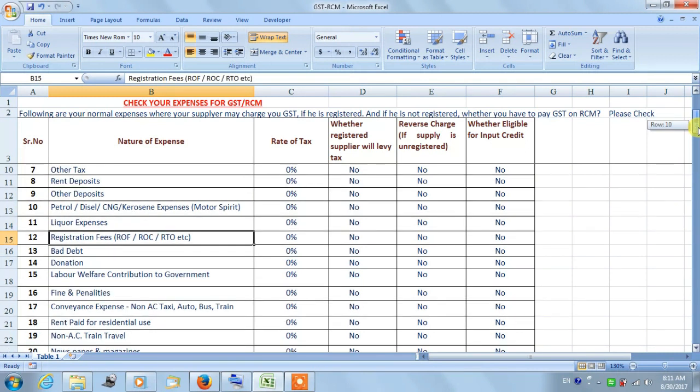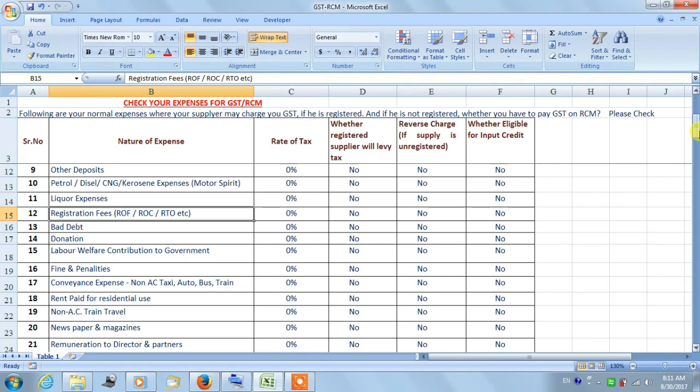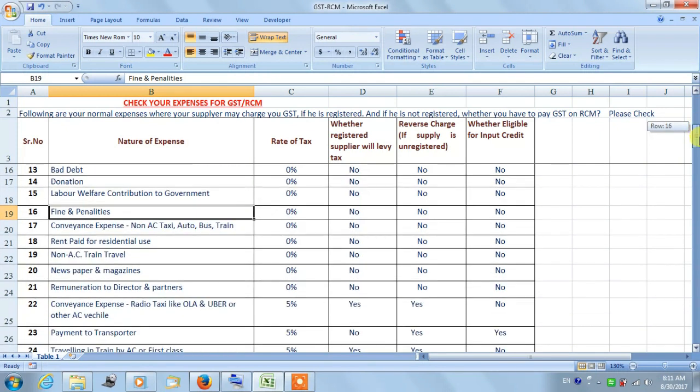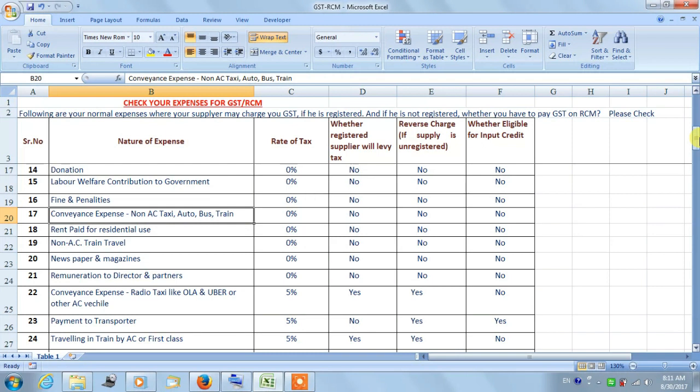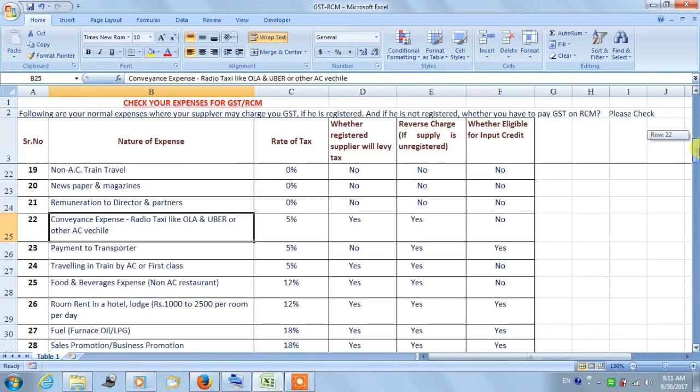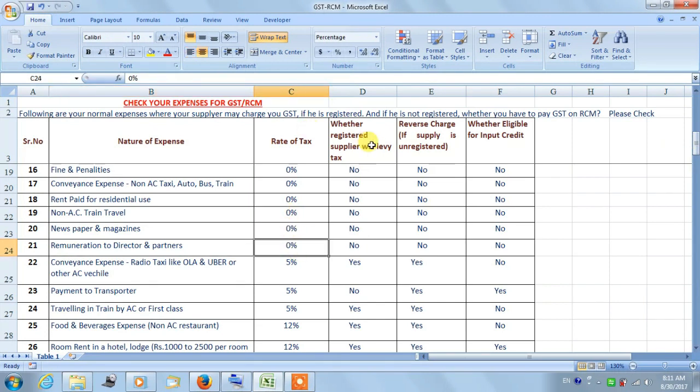registration fee of RTO or ROC filing or any other registration fee, bad debt, donation, labor welfare contribution to government, fine and penalty, convenience expenses, that is non-AC taxi or auto, bus, train, rent paid for residential use, non-AC train travel, then newspaper and magazine, remuneration to partner and director. Those are the list on which the rate of tax is zero, so no reverse charge is applicable on those expenses.